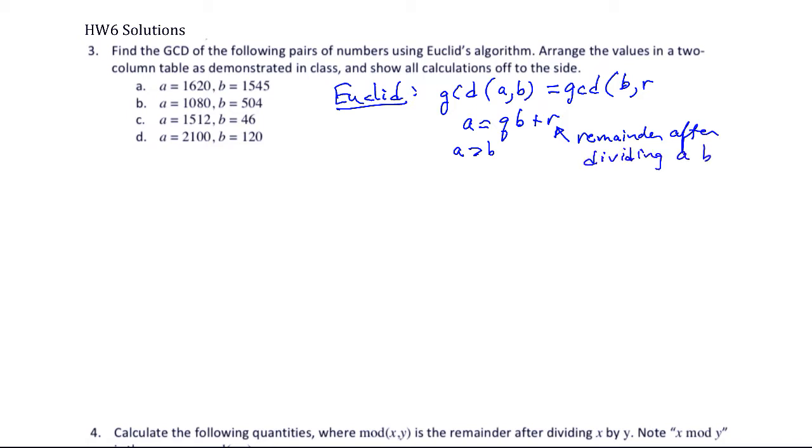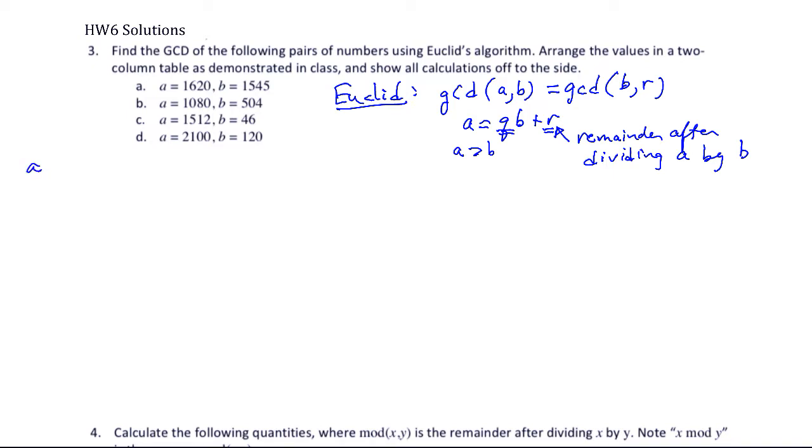A by B, and I get a quotient, and I get a remainder. Okay? And what we're going to do is apply this successively, because each time we take a GCD, we end up with the GCD of the smaller of the two, plus just that remainder. And so I'll apply this, and we're going to put these numbers into a little table.